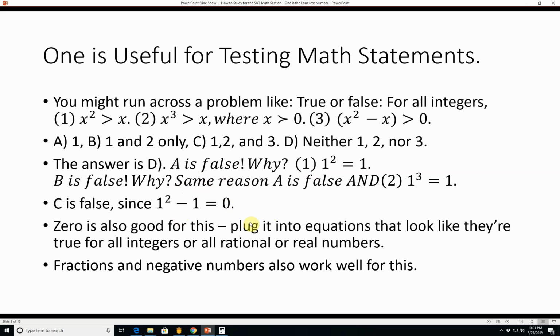0 is also good for this. If you plug it into these equations, you would get things like 0 squared is not greater than 0. 0 cubed is not greater than 0. 0 squared minus 0 is also not greater than 0. So you want to plug it into equations that look like they're true for all integers or all rational or real numbers. Fractions and negative numbers also work well for testing these kinds of things.